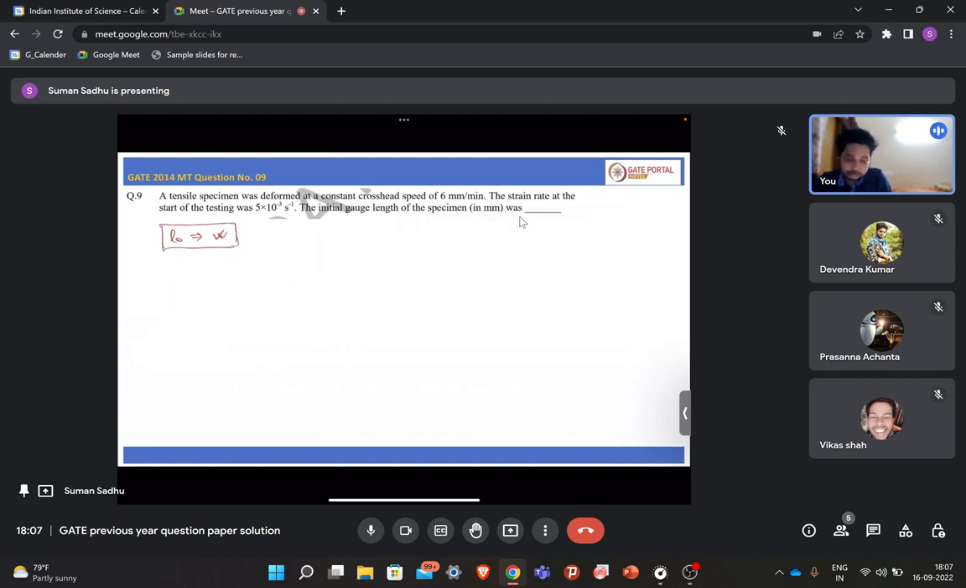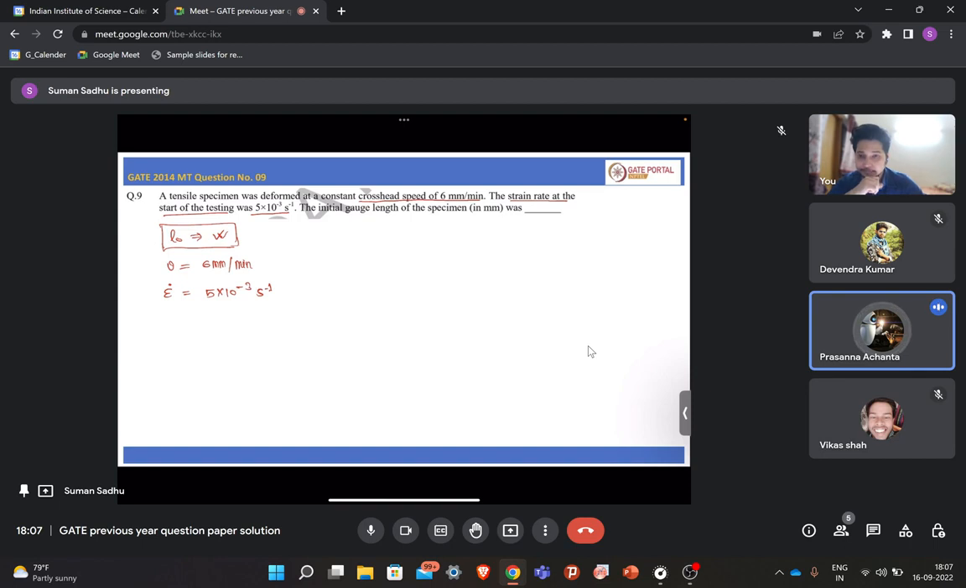Now what data are given to us? One is the crosshead speed, denoted by V, and it is 6 millimeter per minute. And the strain rate at the start of the testing is given. So strain rate epsilon dot is 5 into 10 to the power minus 3 per second. Okay, so anyone want to approach how to solve this question? Sir, what is crosshead speed, sir?